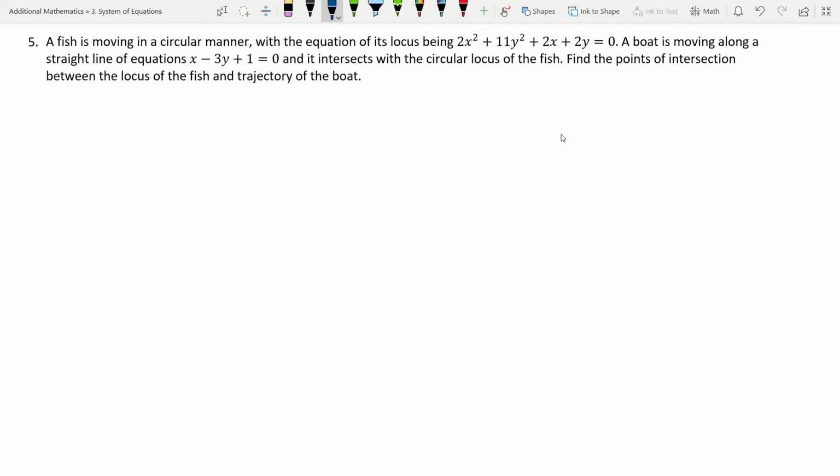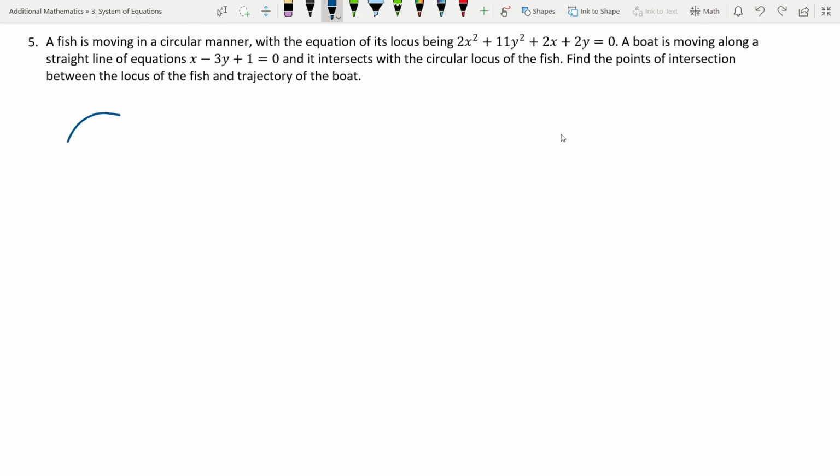Question 5. A fish is moving in a circular manner with the equation of its locus being 2x² + 11y² + 2x + 2y = 0. A boat is moving along a straight line with the equation x - 3y + 1 = 0, and it intersects with the circular locus of the fish. Find the points of intersection between the locus of the fish and the trajectory of the boat.